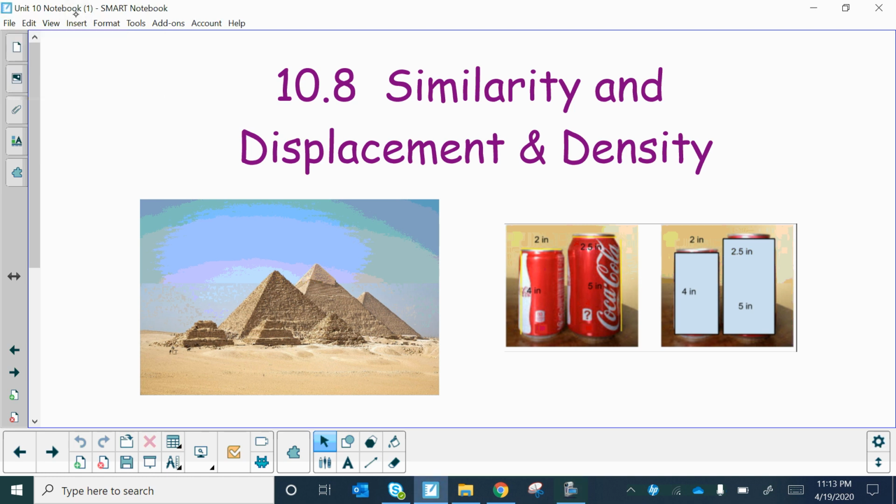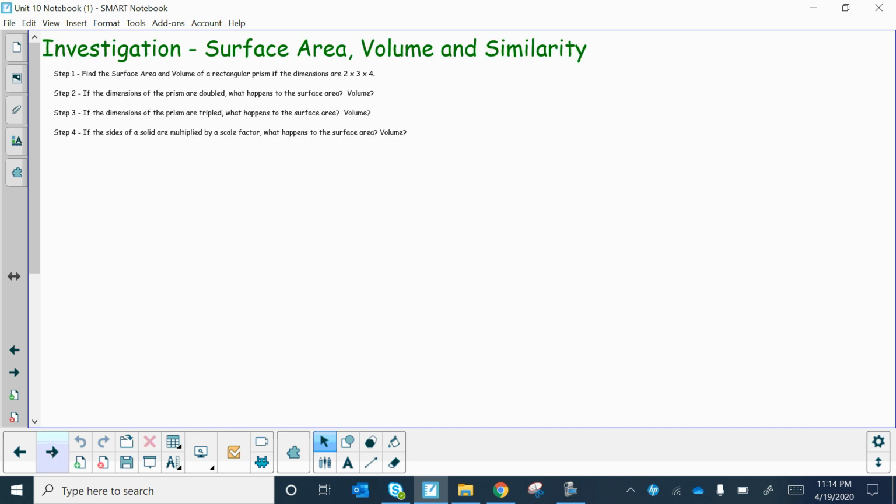The last section of our 3D figures is going to be the similarity of some similar 3D figures, and then we're also going to throw in a little bit of displacement and density. So let's start off with an investigation.